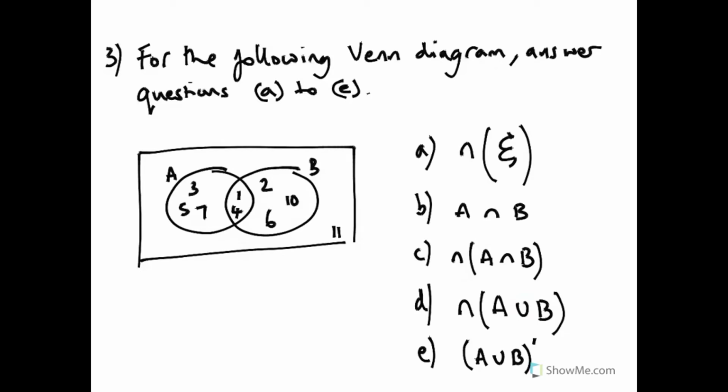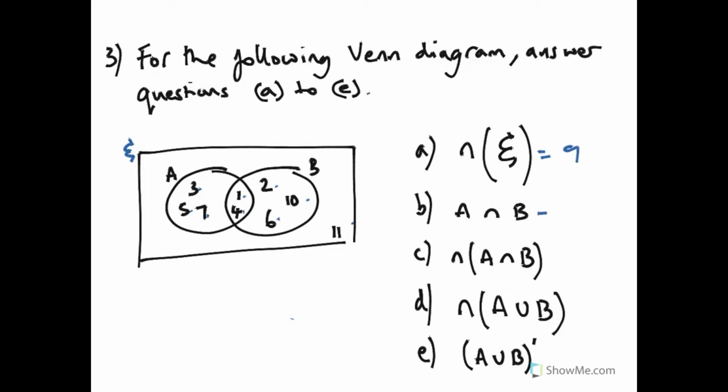The number of elements in the universal set, so that's what part A means. Now the universal set is basically the rectangle, so I could actually label that up here if I put that little xi symbol there. So the number of things in the rectangle, if I count them, 1, 2, 3, 4, 5, 6, 7, 8, there's 9 things. That's easy.